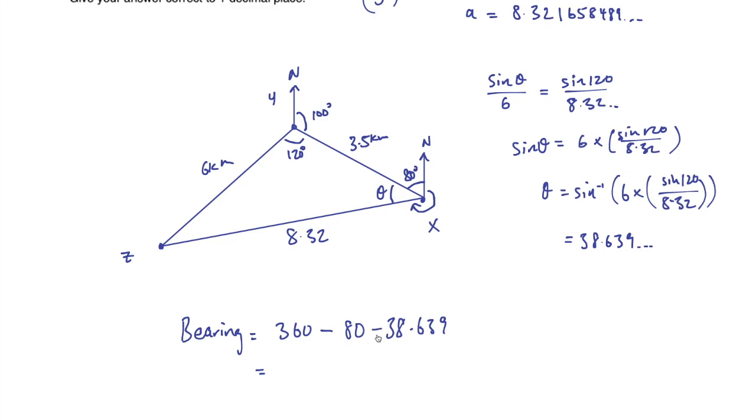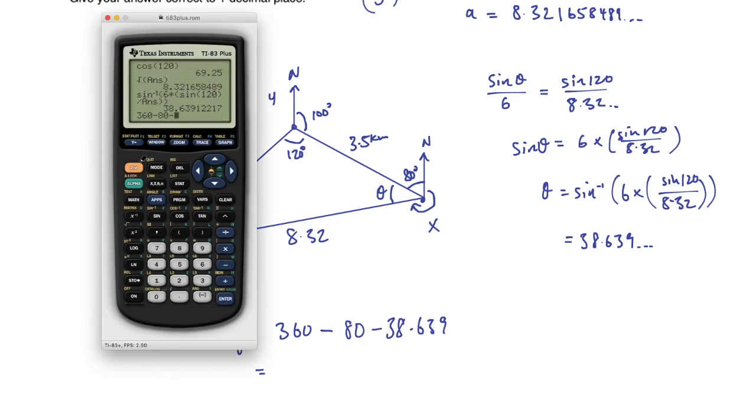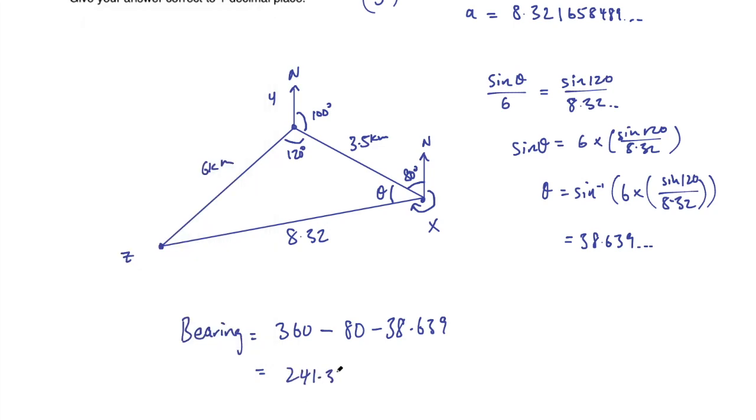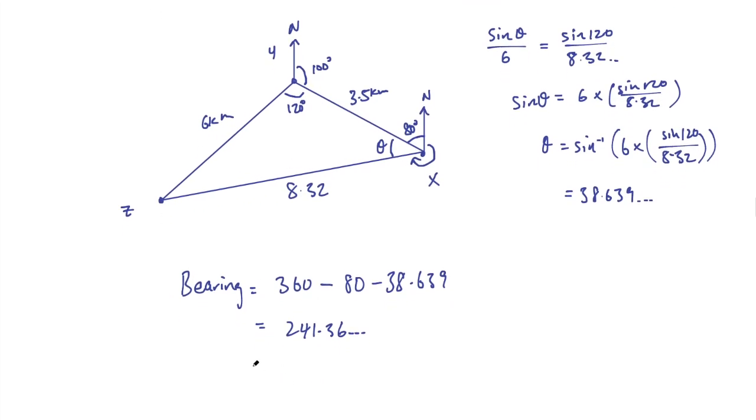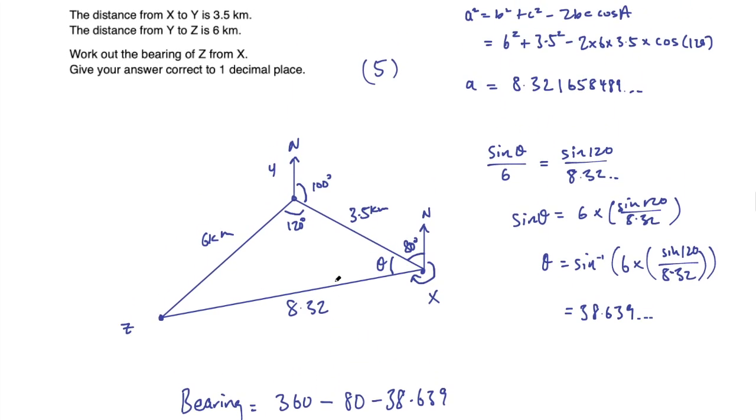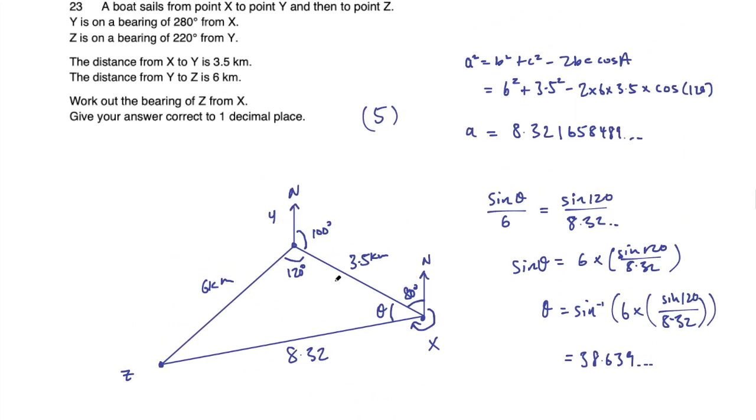Okay, so we also want to subtract that. So subtract our previous answer. And I get 241.36. So 241.36. And the question says, give your answer correct to one decimal place. So we want to round that off to 241.4 degrees. And that is your final answer for that bearings question. Fairly difficult 5-mark question there.